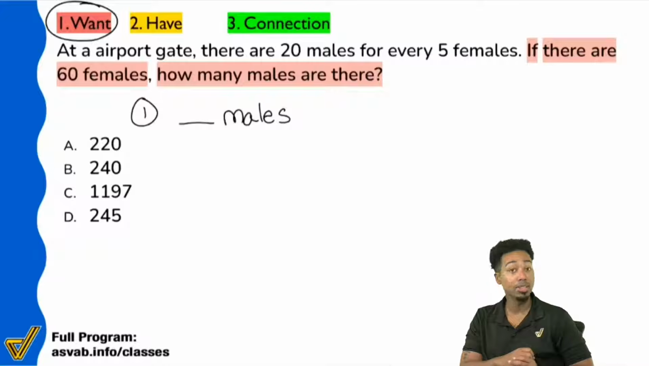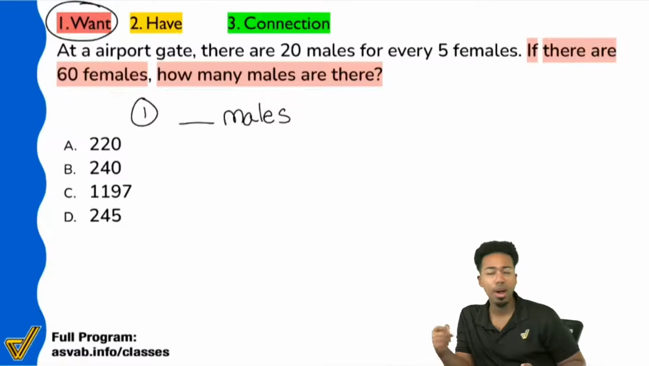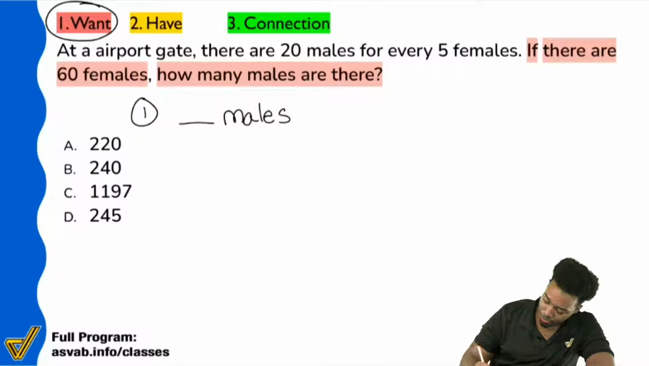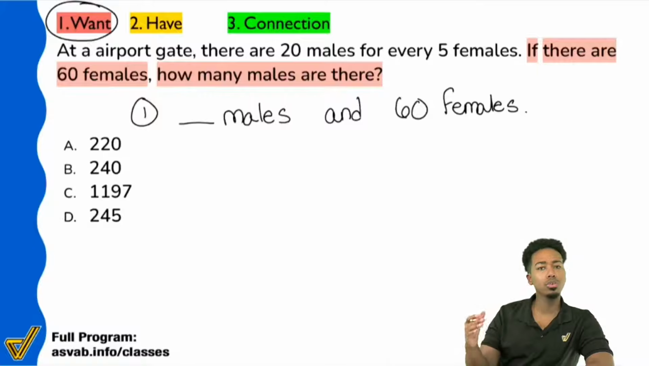Yeah. Again, they put it in the same sentence right there at the end. Yes, you can feel more than confident that some way, somehow, this will probably help you in the future. So let's write that down together. We have blank males and 60 females. Sounds good.